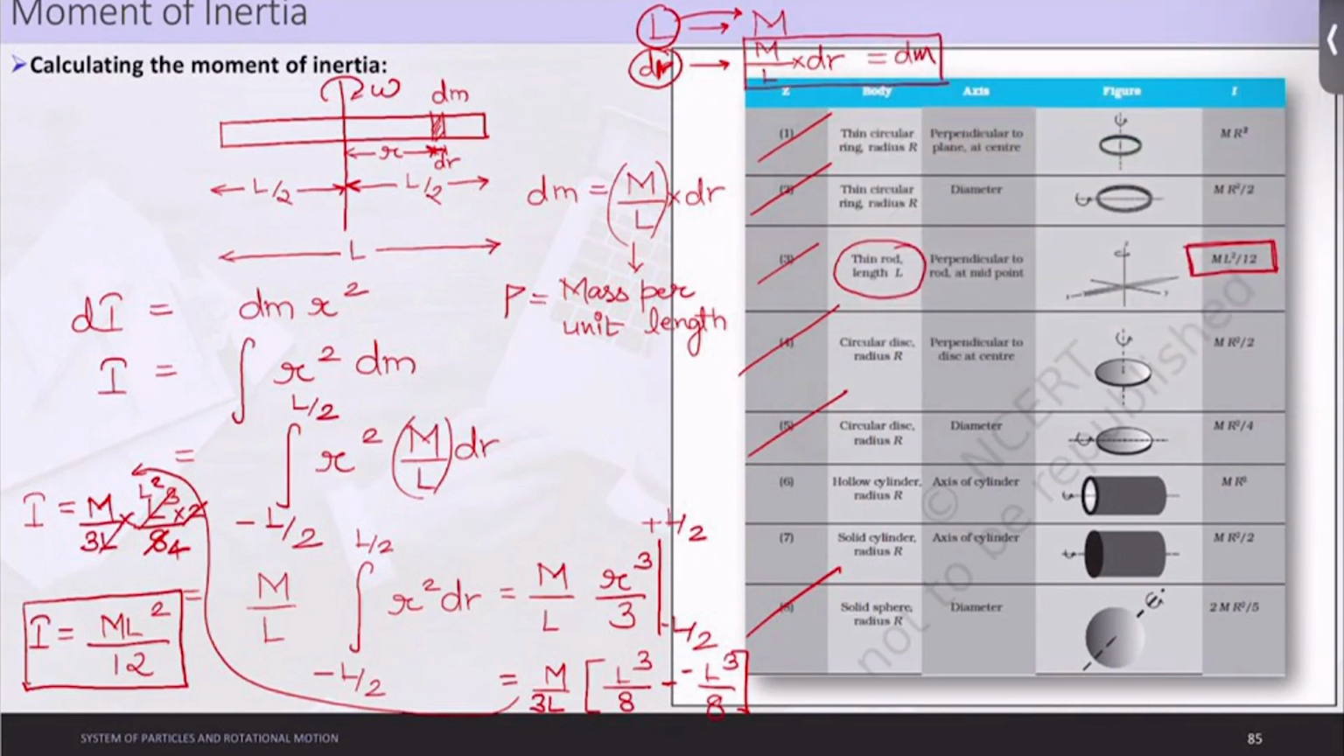The final conclusion is we understood that there is a rotational analog of this concept also, which is moment of inertia, and we have clearly calculated the moment of inertia for a thin rod about its center, which is equal to ML square by 12. That being said, let me stop the discussion here. We will move on with further discussion in the next.